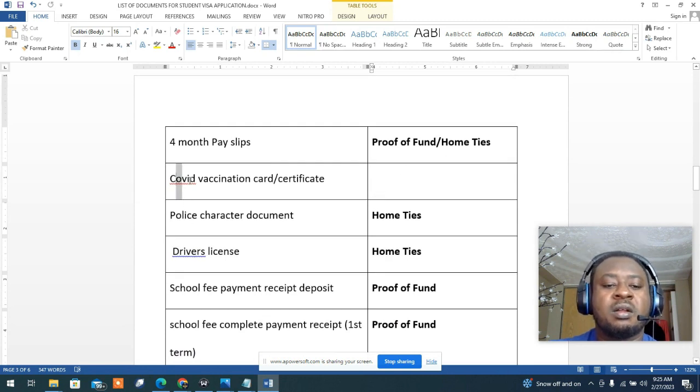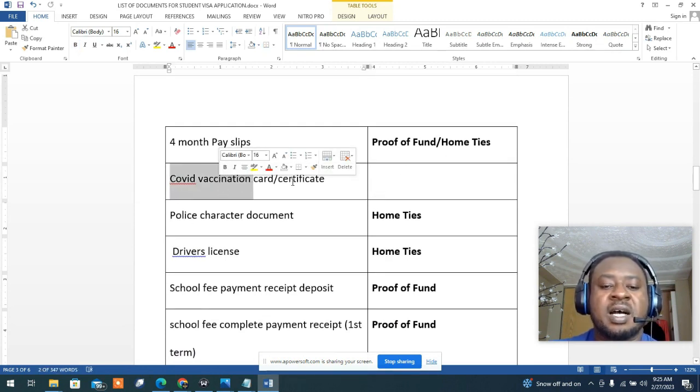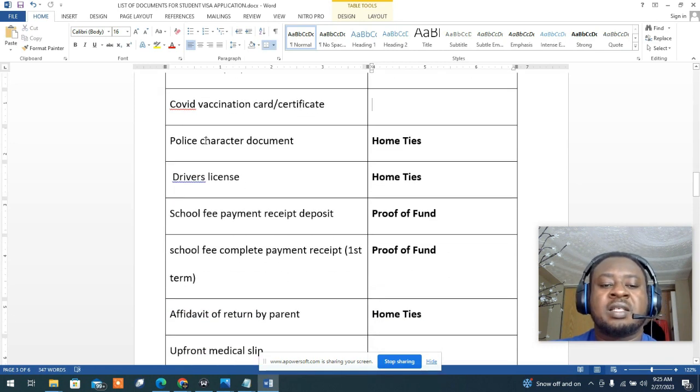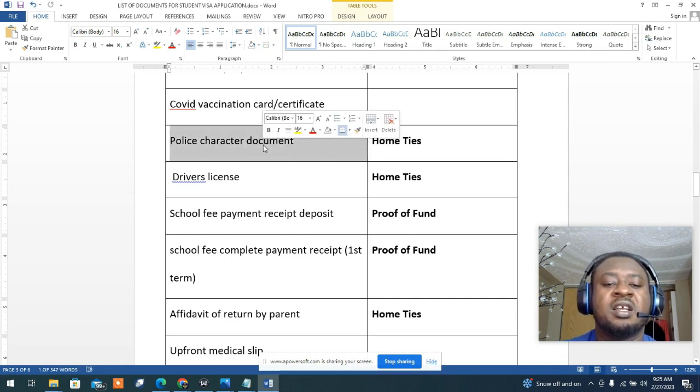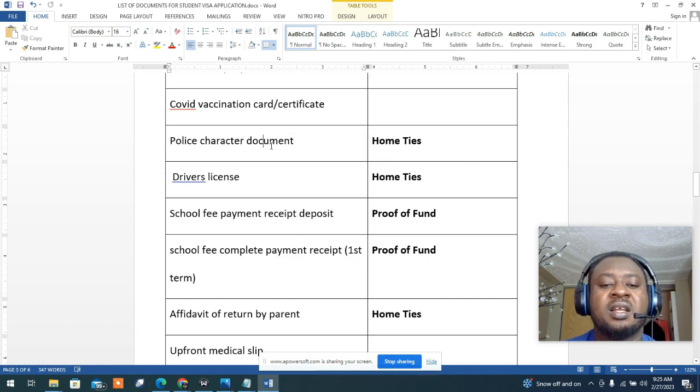Okay. So we'll talk about the COVID-19 vaccination card, the certificates. So you attach that. Then we'll talk about the police character document. It's a sign of home ties. This document shows that you don't have any criminal record, that you are a respected, legal citizen of the country, without any background trace to criminality. Then we'll talk about the driver's license. Maybe you know how to drive, you have a valid driver's license, so you can include that. It's a strong home ties.